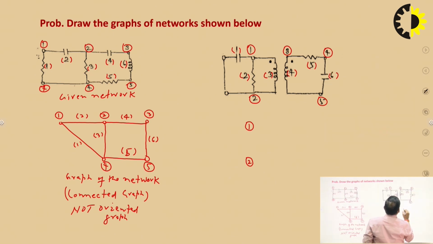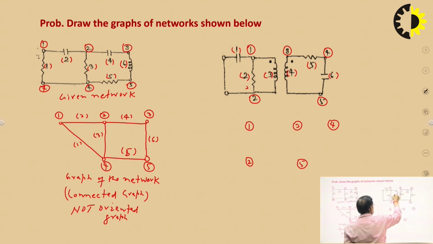We mark 3, then 4, and then 5. So there are 5 nodes. Now branch 1 is connected between 1 and 2 because same node, same node. So this is equipotential surface, same node.